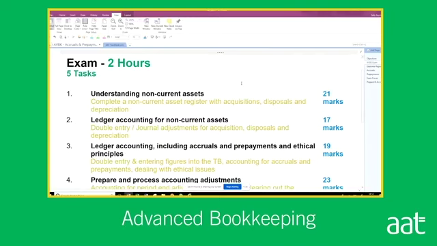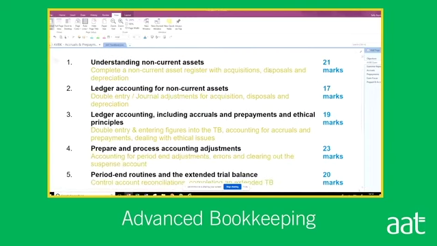So as you all know, you are looking at 2 hours and there are 5 tasks. So you might think 5 tasks, 2 hours, lots of time. Not necessarily, because those tasks are broken into subtasks. So let's just have a look in a little bit more detail.